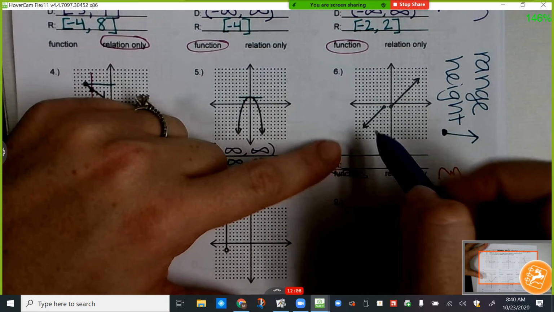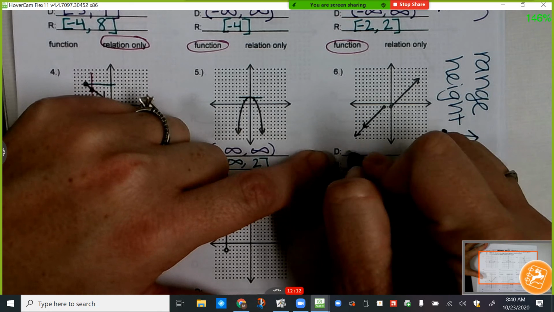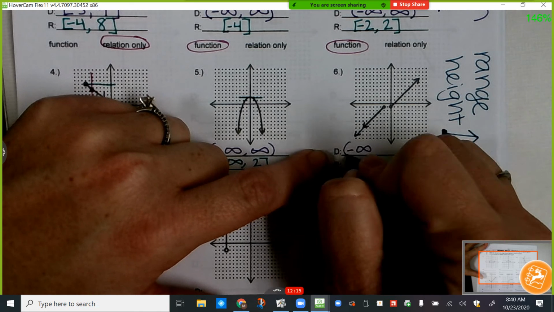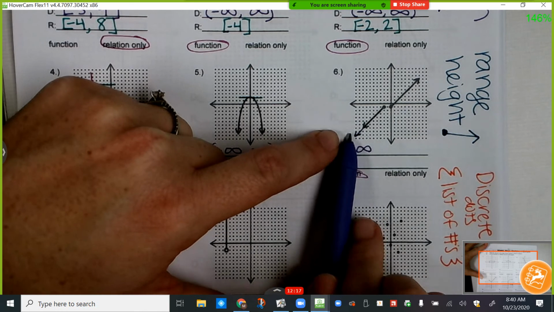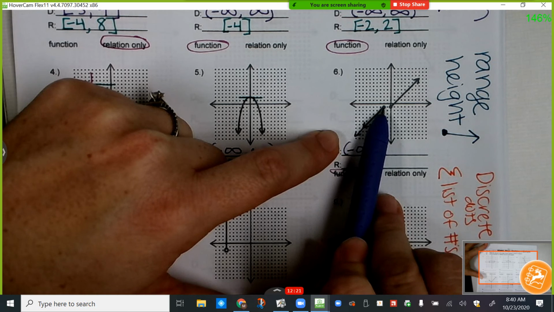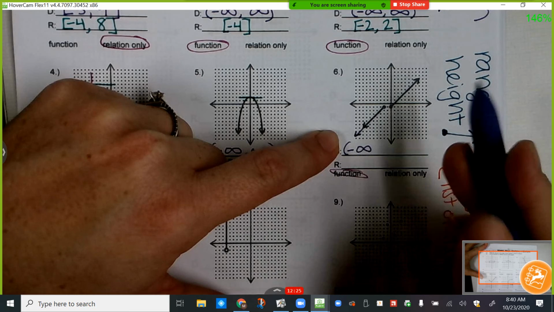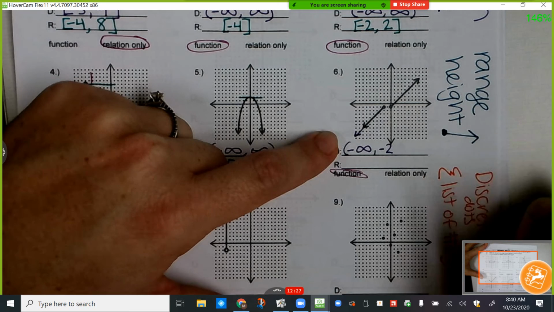So, domain, side to side, does this go to the left forever? Yes. Now, looking side to side, it has a line all through here, but then it stops where? Negative 2. Is there any other point at negative 2? No, so it stopped at negative 2.